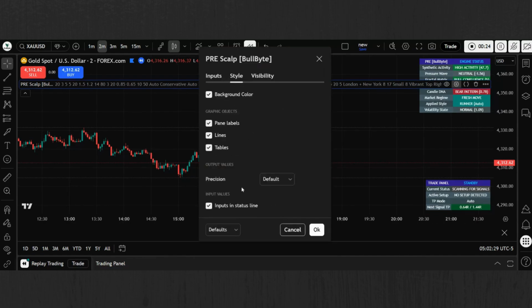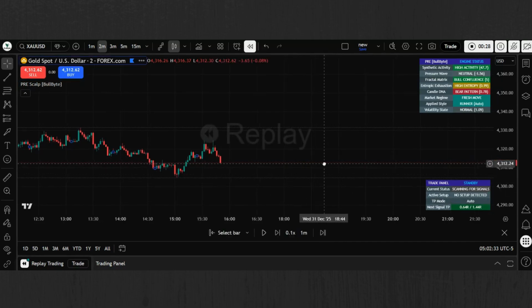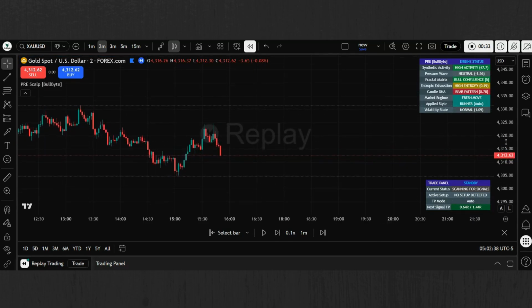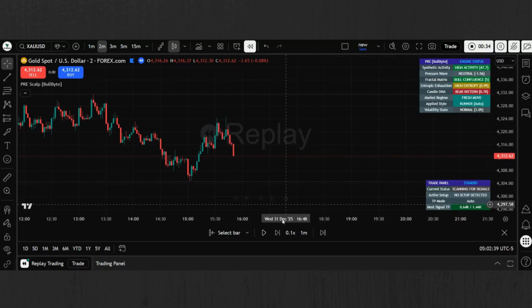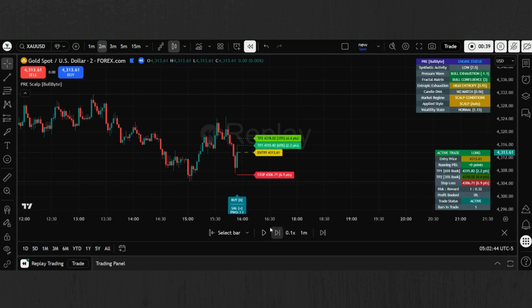I am going to do a quick replay here to show you what each element means. And remember, if you get confused at any point, you can always check the publication notes on TradingView or drop a comment below and I will answer your questions. Let us go. Okay, here we have a buy signal.